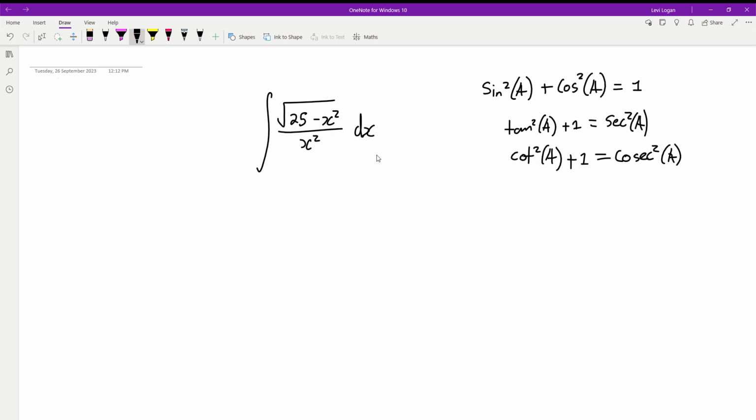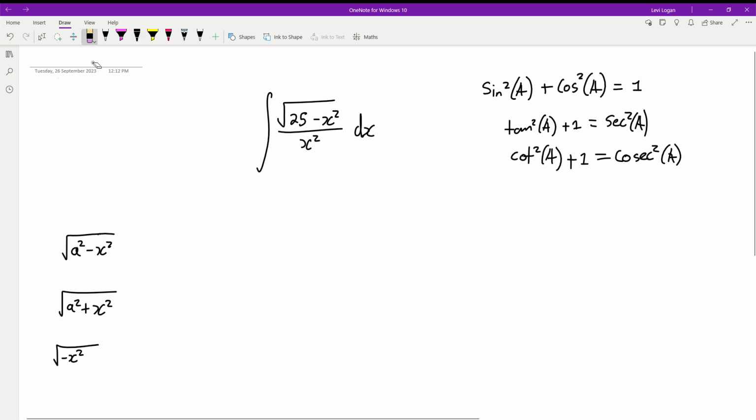But we need to make a good substitution. If you have the following scenarios, this is pretty much the best substitution to make. So if you have some expression like this, the square root of a squared minus x squared. You can also have the square root of a squared plus x squared. And then finally the square root of x squared minus a squared. Sorry, that's the other way. So these are three scenarios.